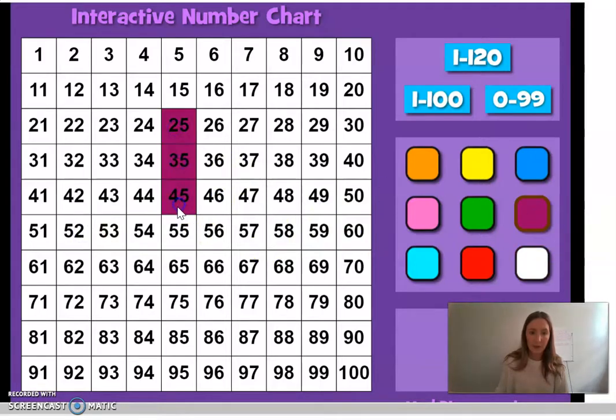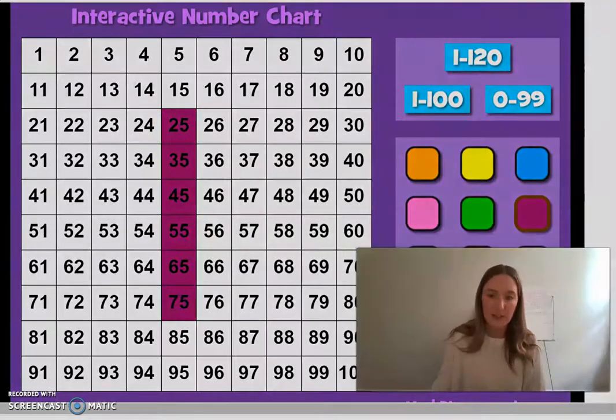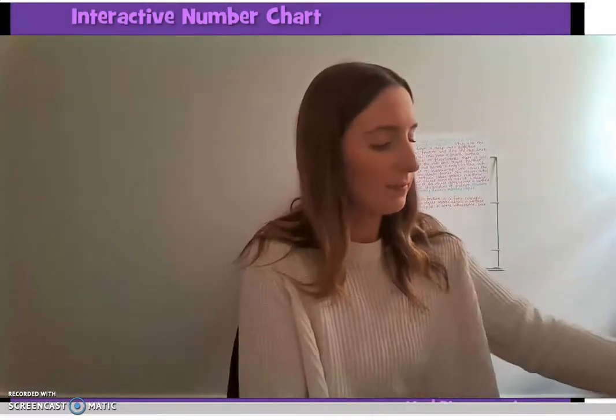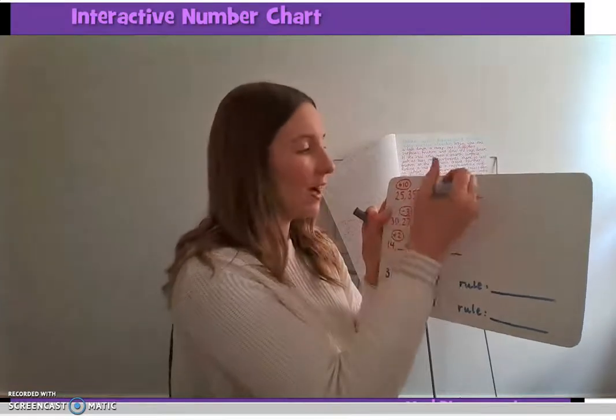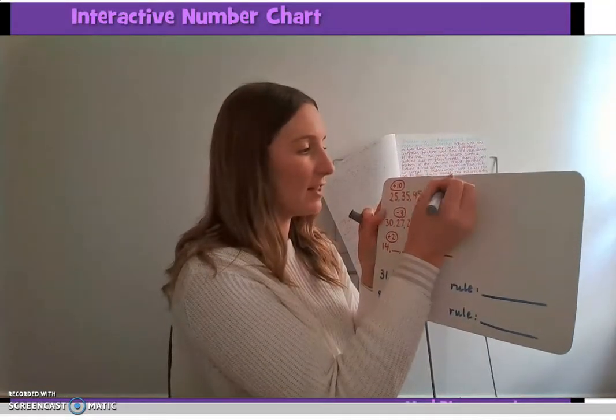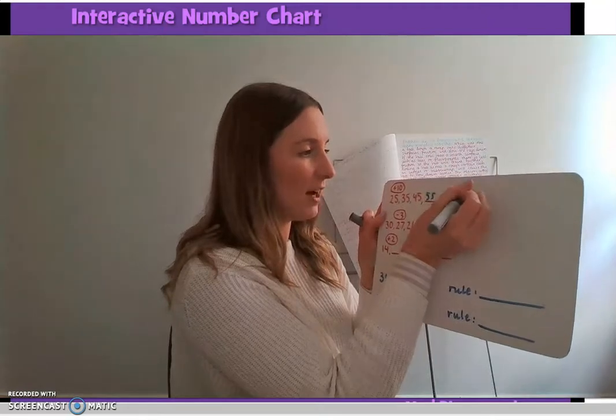25, 35, 45. So if I'm adding 10 every time, remember, like yesterday, my 1 stays the same and my 10 increases. That's going to be 25, 35, 45, 55, 65, 75. So now I can write that into my pattern. So 25, 35, 45, 55, 65, 75.